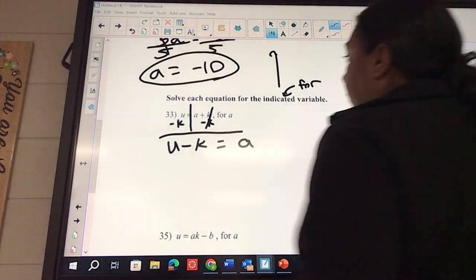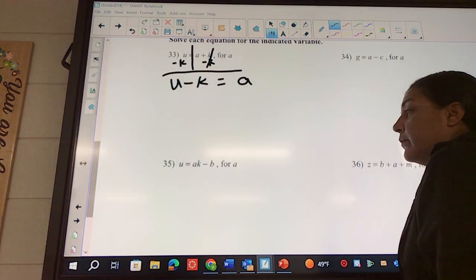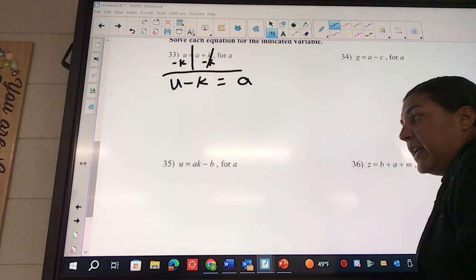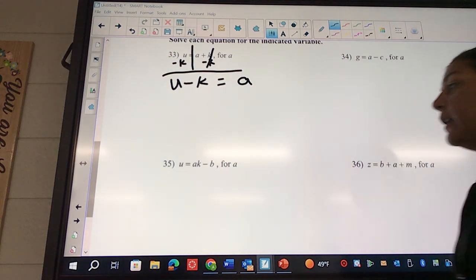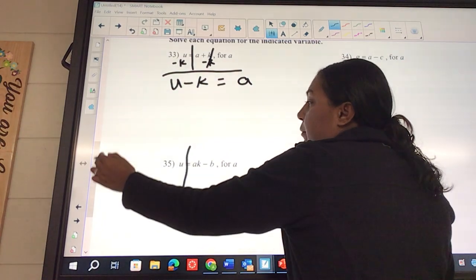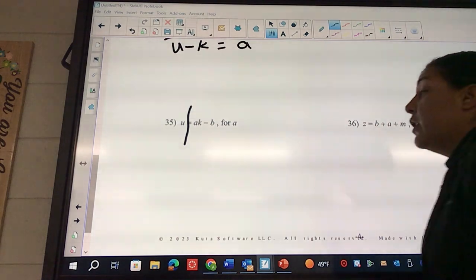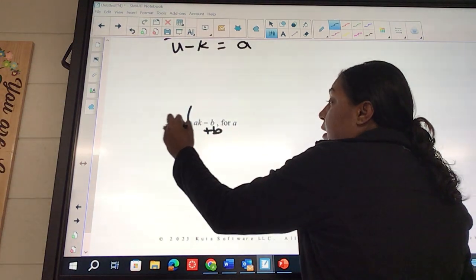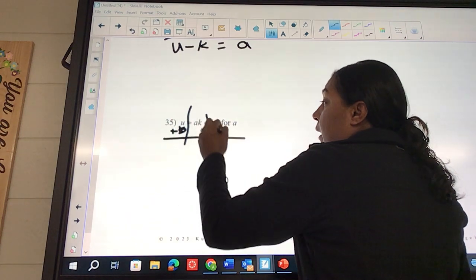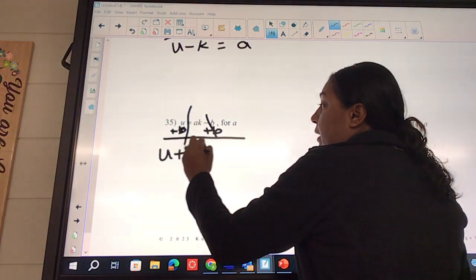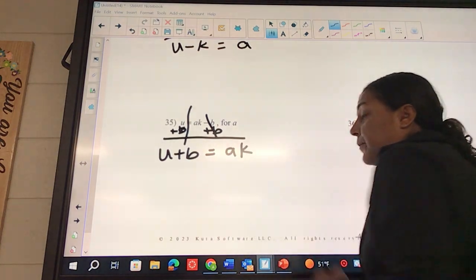Okay, 35. What is my indicated variable? What's it say? Solve for what? A. That's my indicated variable. Okay, so again, what needs moved? The K, and what else? The B. Which one do we move first? The B. So remember, we're always taking the like single guy first. You're always going to do the addition or subtraction first. So the B needs moved first. So we're going to say plus B, plus B. Okay, so now over here I got U plus B equals AK.